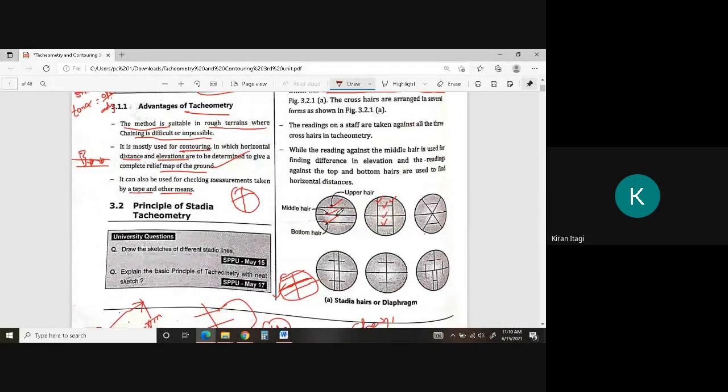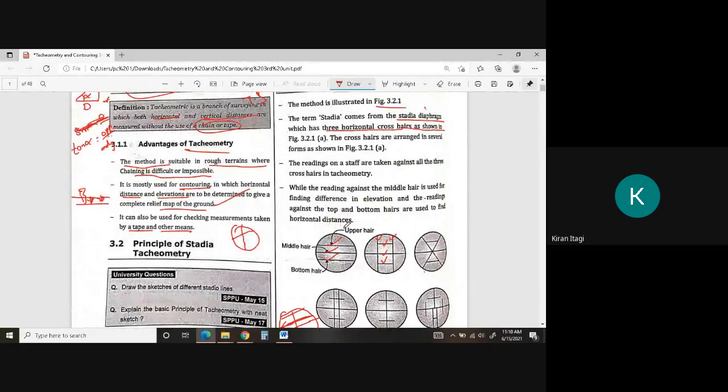Here you can see how the crosshairs are arranged. The stadia readings on this staff are taken against all three crosshairs in the tachymetry. If you want to determine the horizontal distance between the station and the point, we will use the top hair and bottom hair. To determine the elevation, the RL, reduced level, we will use the middle hair, while the reading against the middle hair is used for finding the difference in elevations.